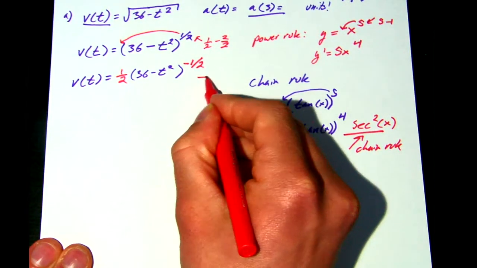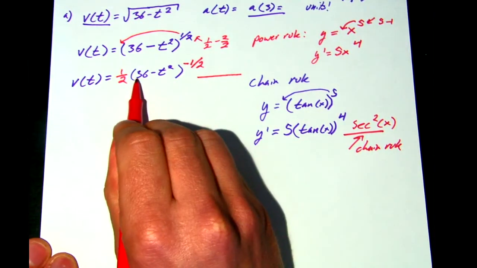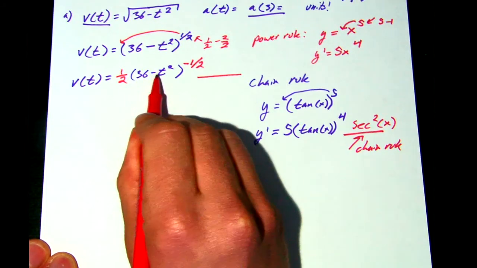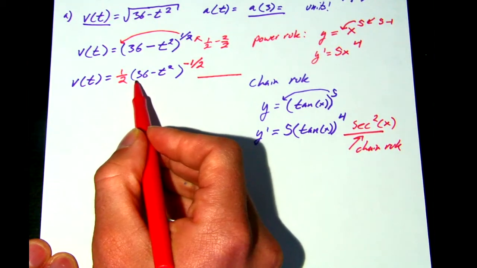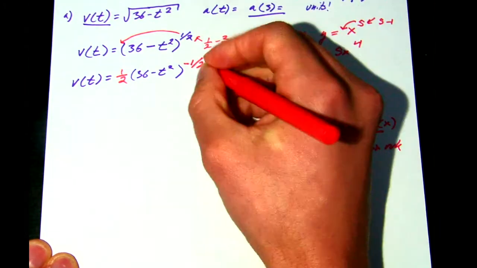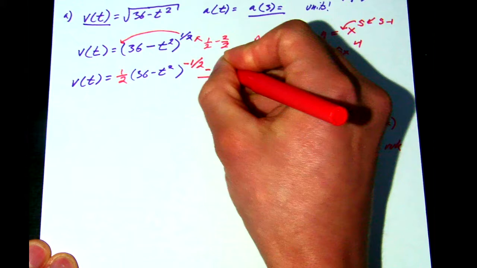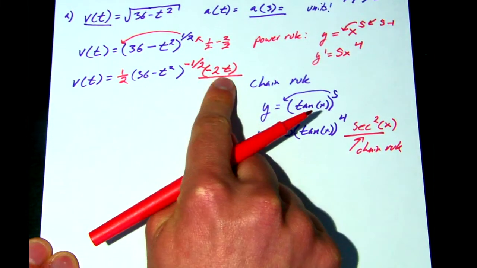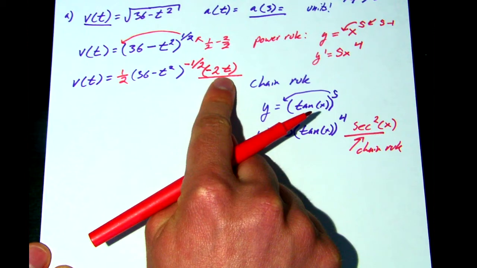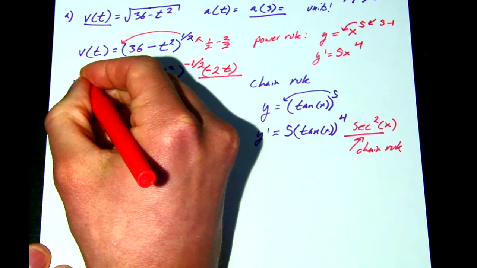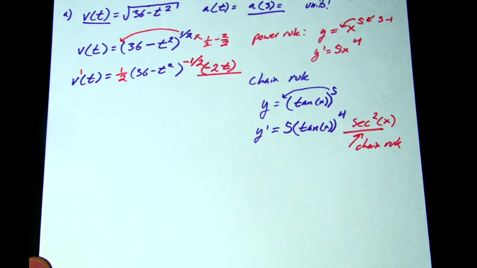So let's do the chain rule of this part. I have to do the derivative of 36 minus t squared. The derivative of 36 is 0. The derivative of minus t squared is negative 2t. And I'll probably put that in parentheses so that the grader knows it's being multiplied and not subtracted. Oh, I'm sorry, this is v prime of t. Thank you to whoever caught that.